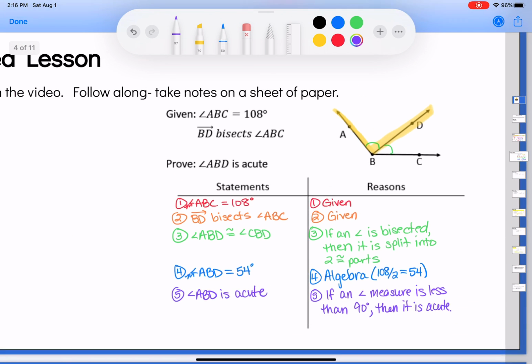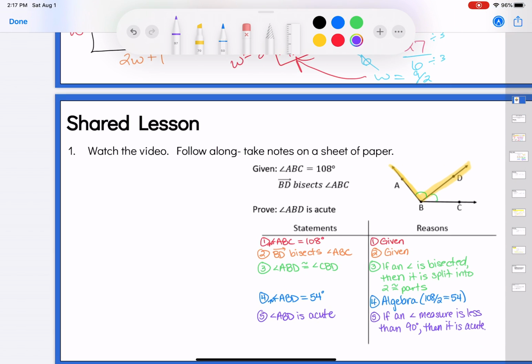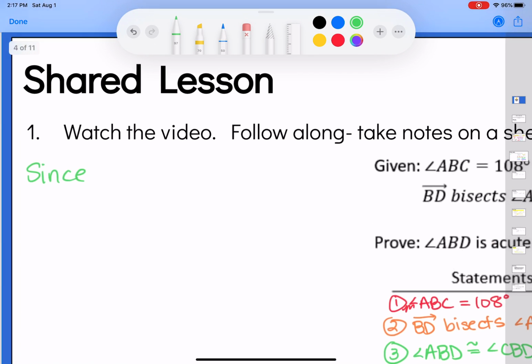I'll zoom back out a little bit. All right, so what I'm going to do now is show you the paragraph proof that goes along with it. And then we'll give you some tips and tricks as we go. I'm not sure where exactly I'm going to put all this. I think we'll have room here though. All right, so the paragraph proof that goes along with this would start with, since, here, let's zoom in a little bit.